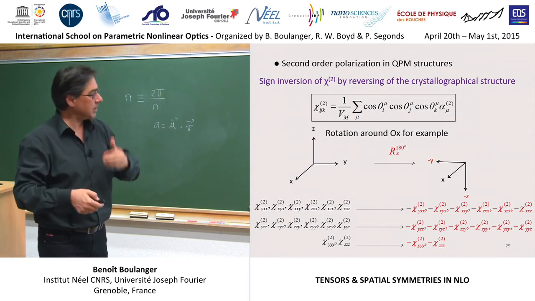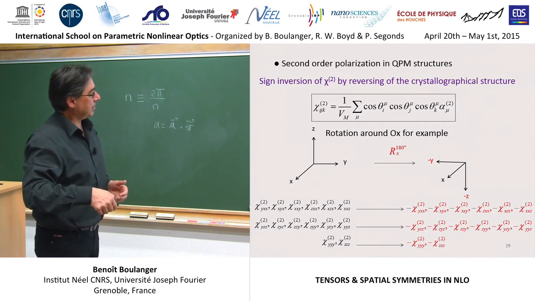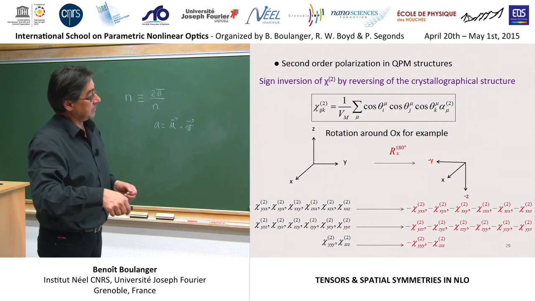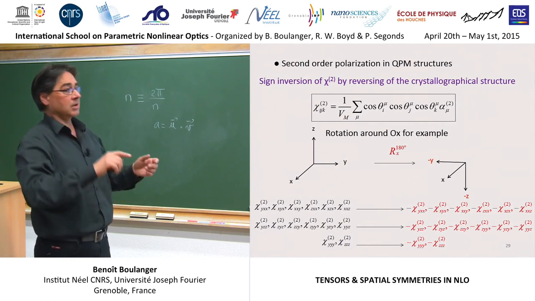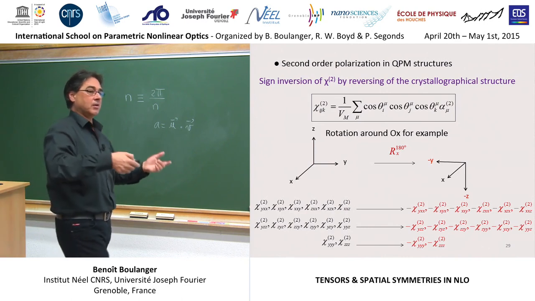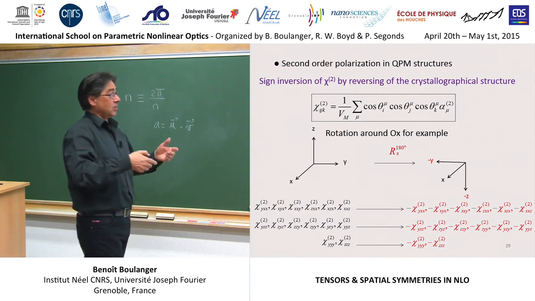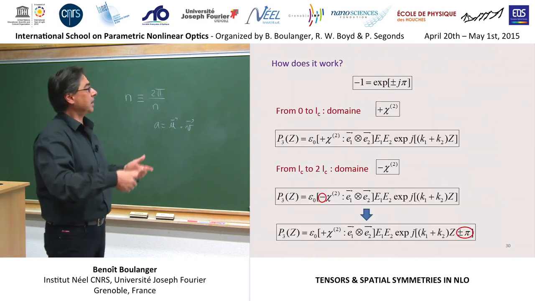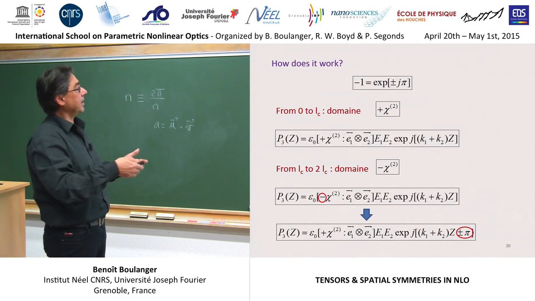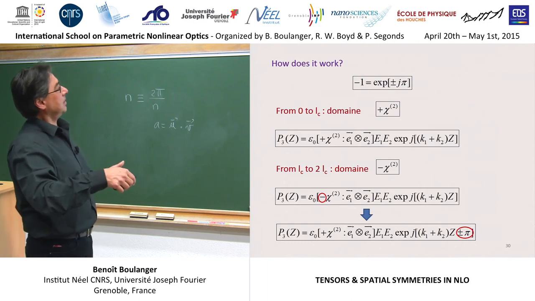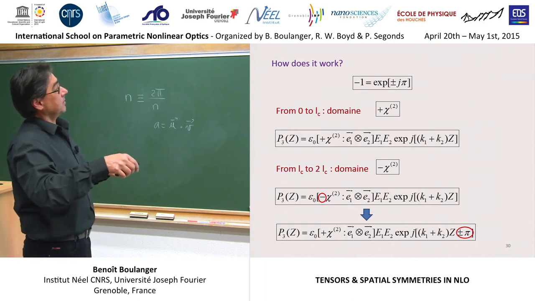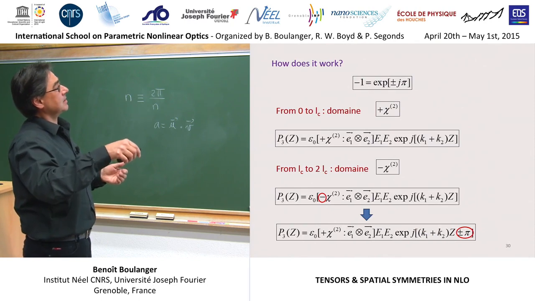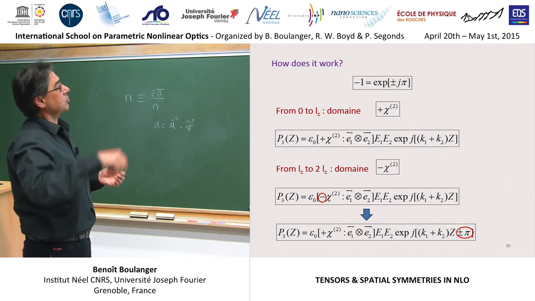And Marty said that for QPM, it's very nice to work with chi2 ZZZ, because effectively we can change the sign of chi2 ZZZ. And when you have changed this sign, you can make this periodical reset of pi. You see here, this is based on the fact that exponential plus or minus j pi is equal to minus 1.